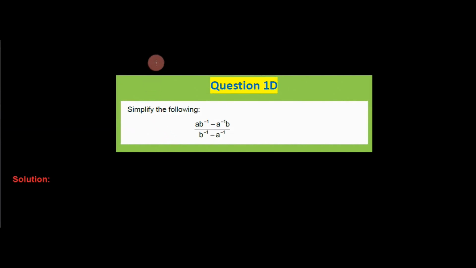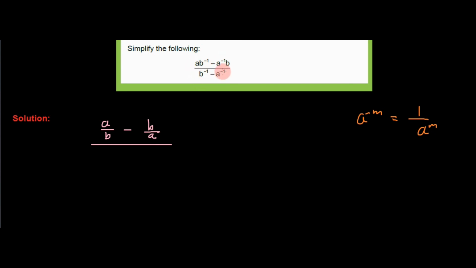Let's look at your answer to this question. So, using the law, a to the negative m is 1 over a to the m, we can get rid of the negative powers, and in the numerator, in the first term, we can take the b to the negative 1 into the denominator of this term. So it's going to be a over b, then minus b over a. Here we are taking the a to the negative 2 into the denominator of the second term in the numerator. We do the same in the denominator of the expression. So b to the negative 1 is 1 over b, and a to the negative 1 is 1 over a.